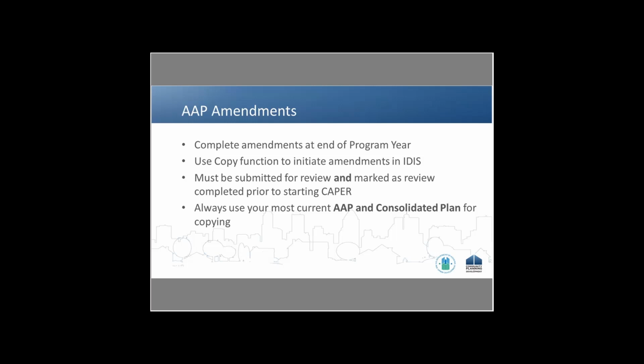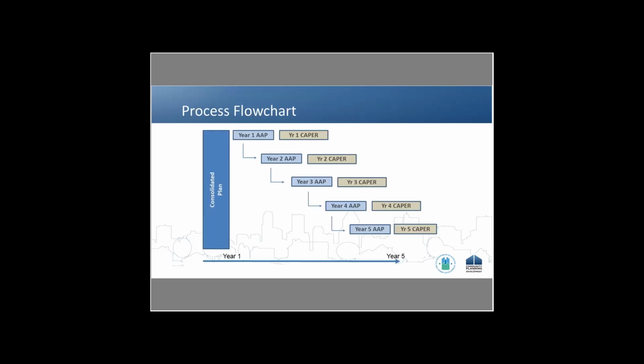Absolutely. So just thinking about the action plan, we've talked a little bit about the process and what that flow looks like. This is the general flow that we see within the consolidated plan. You begin with your consolidated plan. That informs your year one action plan and then your year one CAPER. Your year one action plan, you move down to your year two action plan, to your year three, year four, and so on.